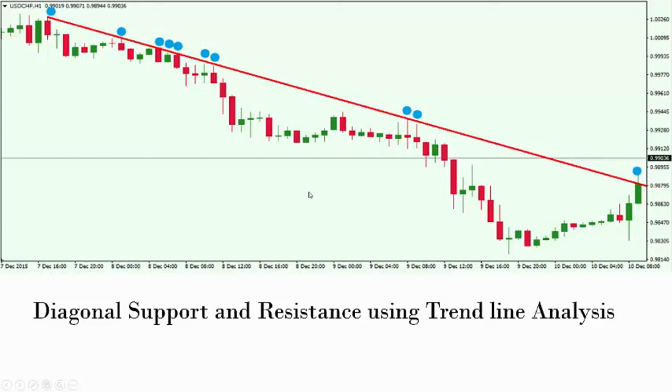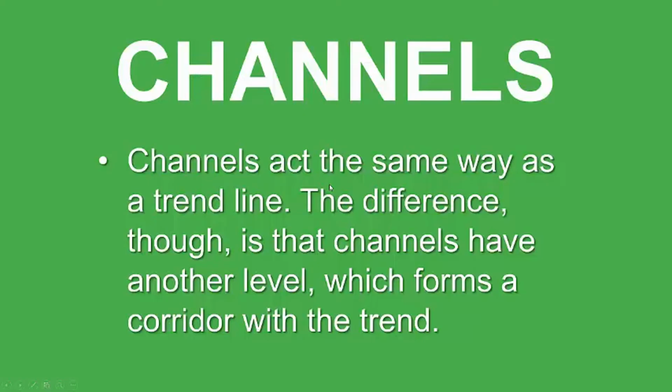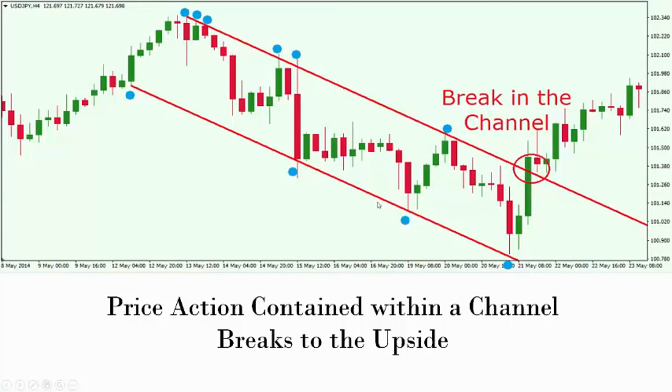This is being called dynamic support and resistance, in the sense that you will have a resistance every time price comes and hits this trend line. It will be resistance, resistance, resistance, only that the resistance level is not horizontal like it was in the previous example, but is actually on a declining downward trend. Channels are also important, as they act in the same way as the trend line, with the difference that these channels have another level which forms a corridor with the trend.